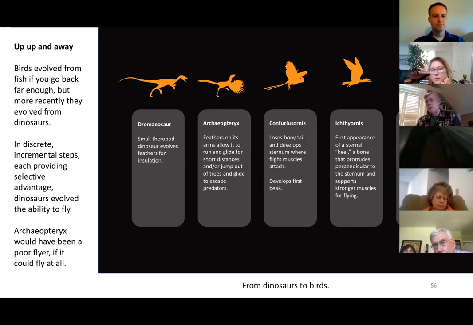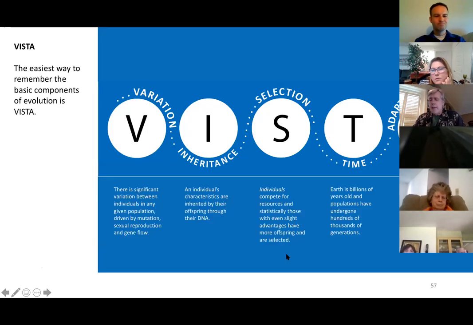And in modern birds, the continuing evolution of fused bones and aerodynamic feathers and stronger flight muscles result in what we see today in modern birds and how well they fly. So basically, that's how you get from fish to birds. It's a long route, but we've had 400 million years. So that's basically it.